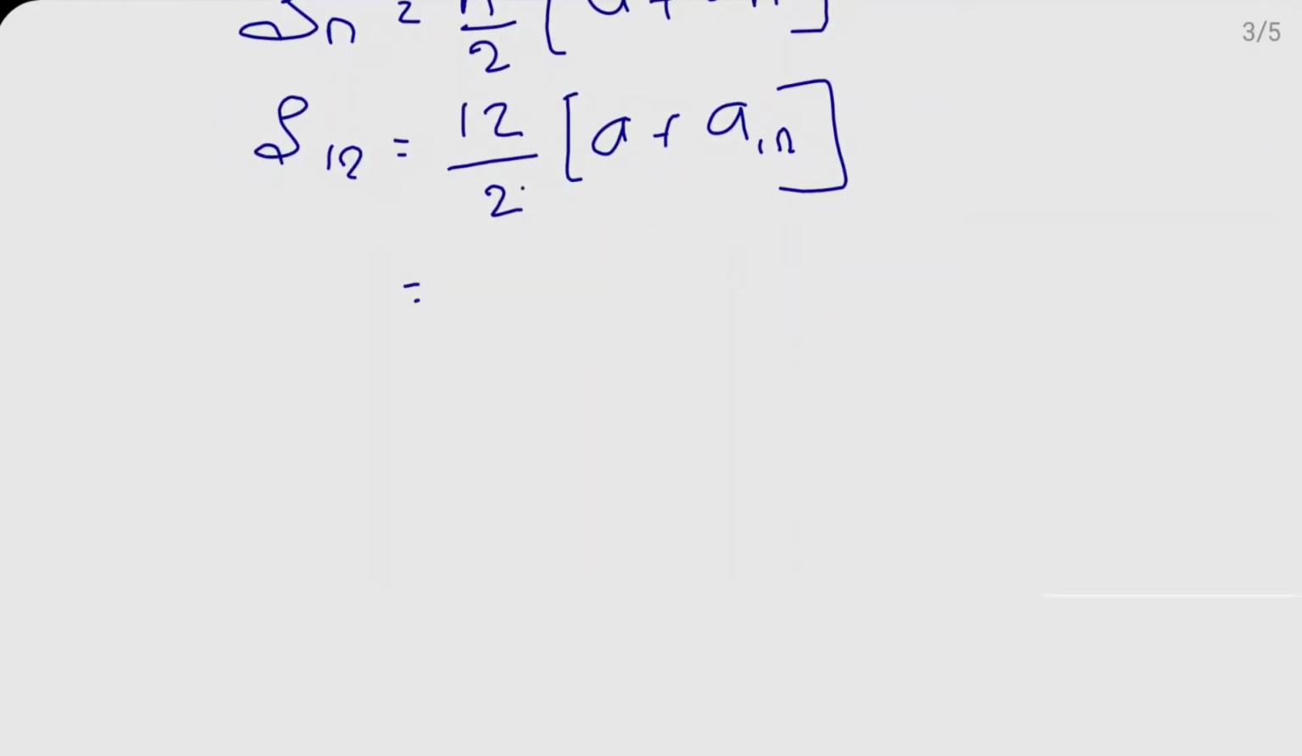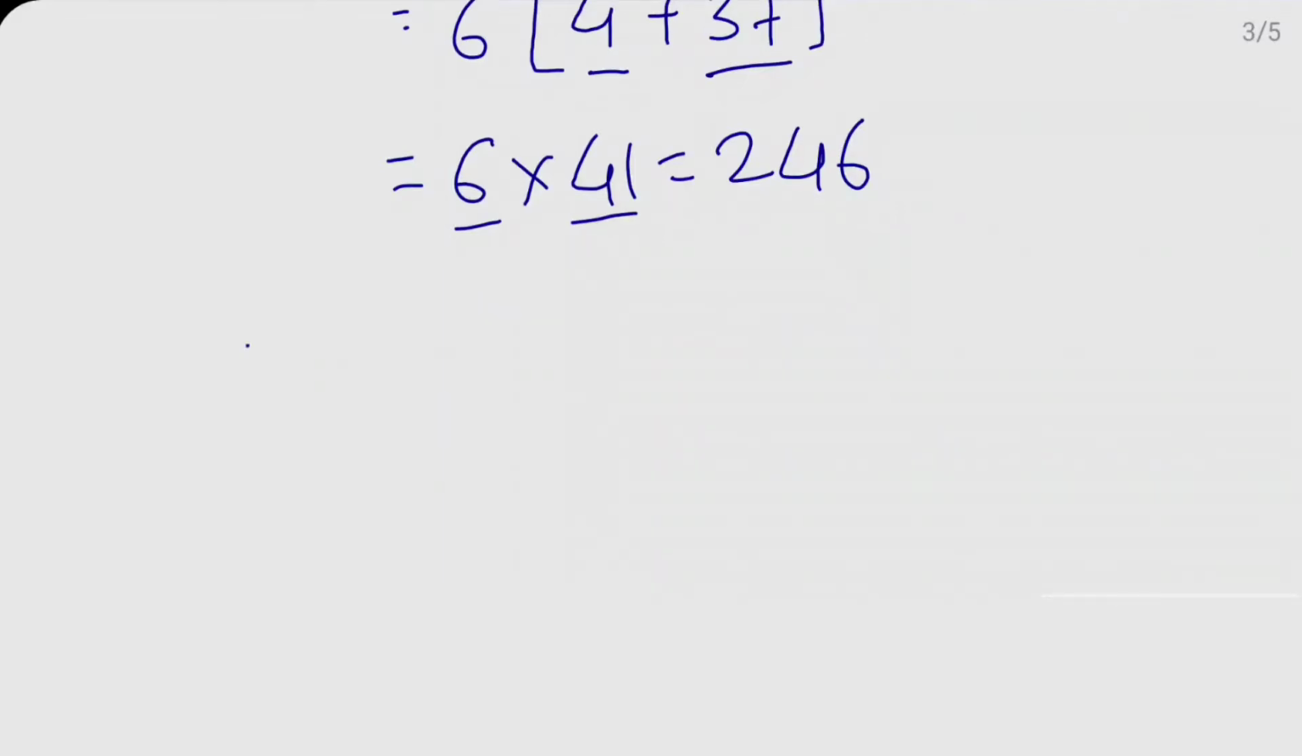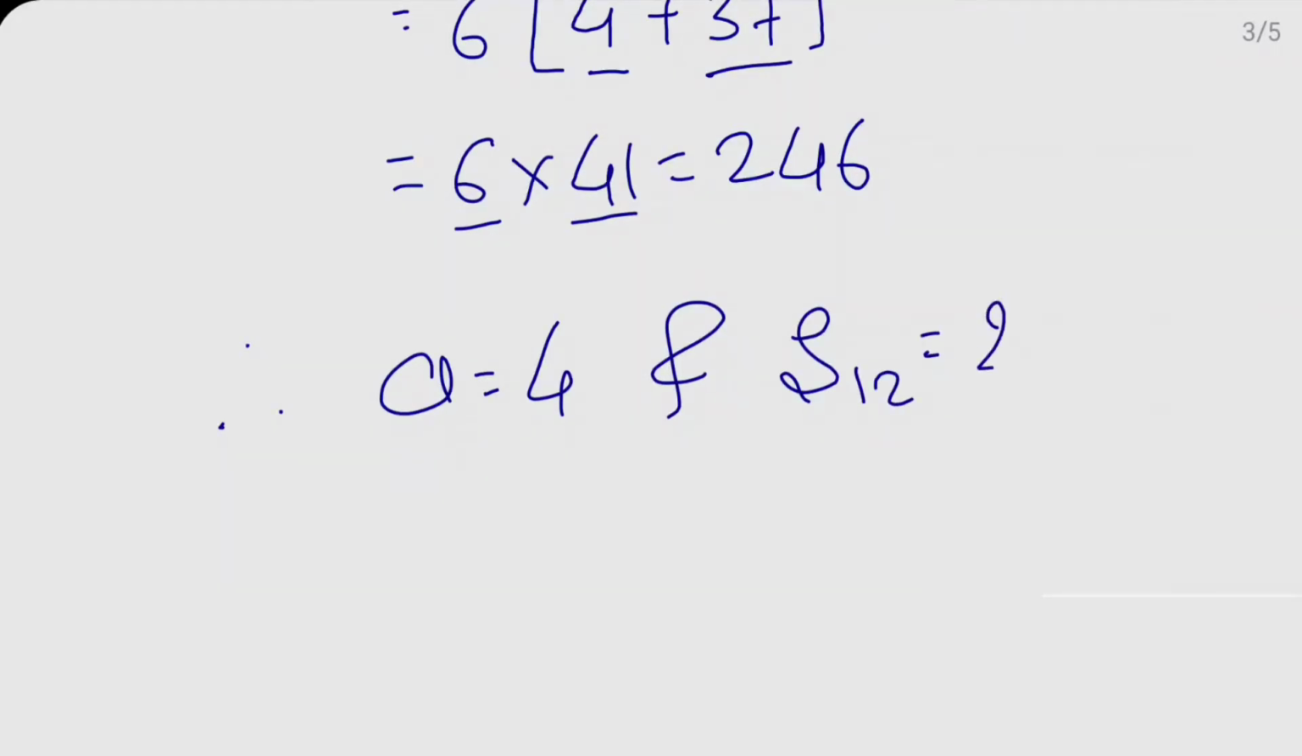So now 2 ones are 2, 2 sixes are 12, so here we got 6, and A, we just found out that A is 4, plus A12, they have given, that is 37, right? So 6 into 4 plus 37 is 41, and 6 into 41 is 246. Is it clear? So write down the conclusion here. Therefore A is 4 and S12 is 246. Is it clear?